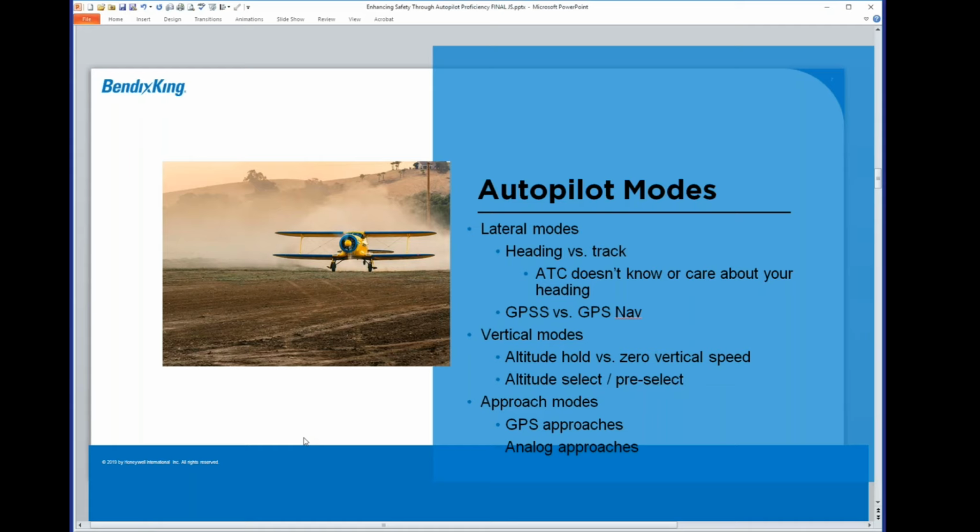Having that capability in an aircraft is an incredibly helpful safety item if you are flying hard IFR and you want the ability to monitor all of the things happening in the aircraft, but have some assistance holding that course as you fly that approach.